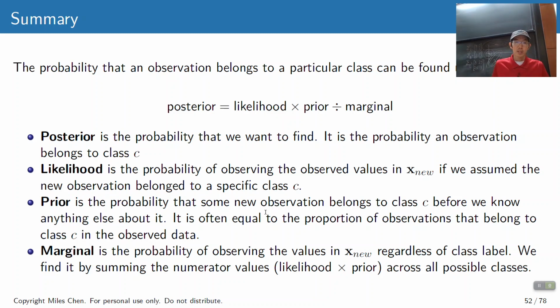Okay, so again, to summarize, the posterior is the probability that we want to find, and that's the probability that an observation belongs to a particular class. That's found by doing the likelihood multiplied by the prior divided by the marginal. The likelihood is, what is the probability of getting those particular x values?